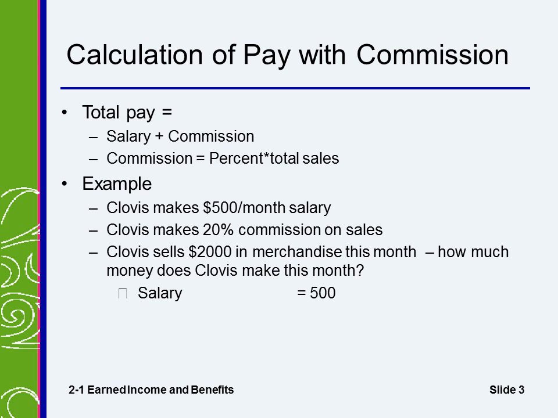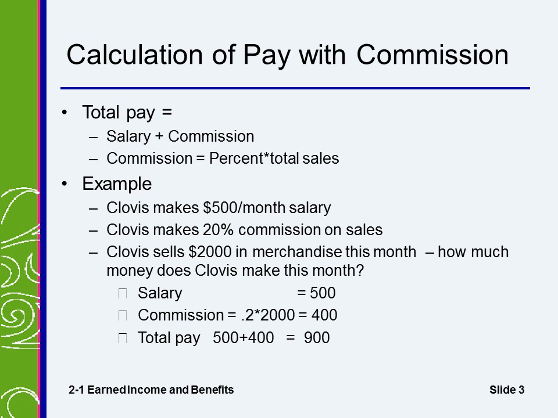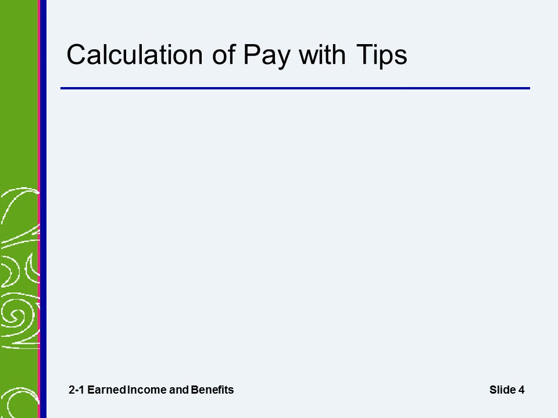Her salary is $500. Her commission is 0.2, because you changed the 20% into a decimal, 0.2 times $2,000. That gives her $400 in commission. Her total pay would be adding those two numbers together. $500 salary plus her $400 commission gives her $900.